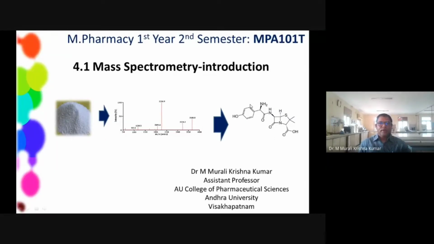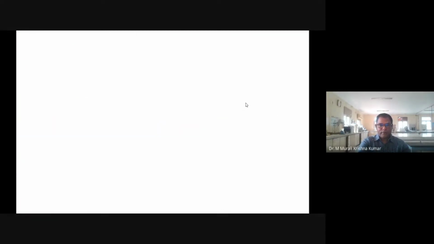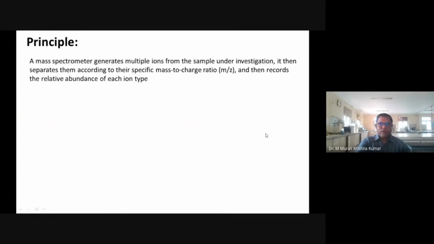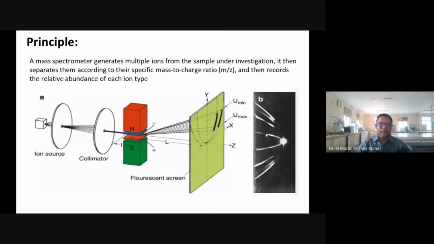Today in this lecture session, we will see in detail the ionization techniques that are available in mass spectrometry. As we have seen, in mass spectrometry we have four different areas. One is the sample injection, then ionization, then the analyzer part, and the fourth one is the detector part.